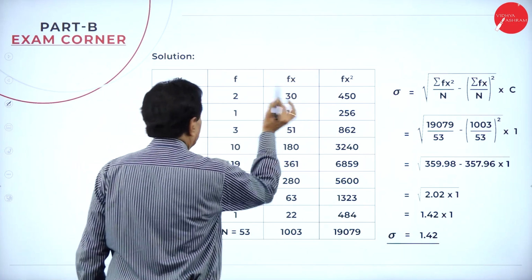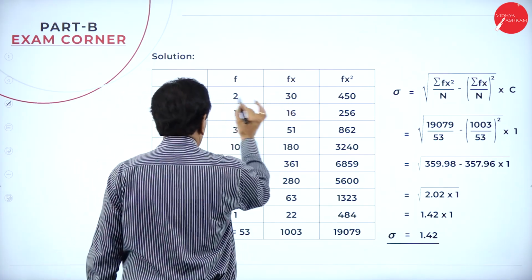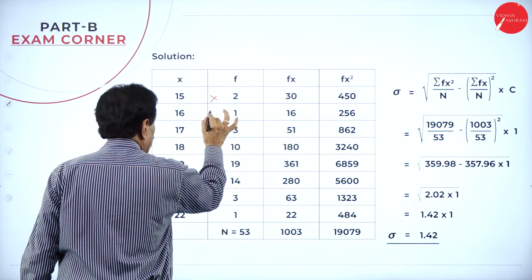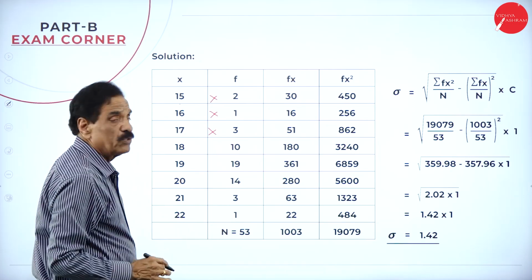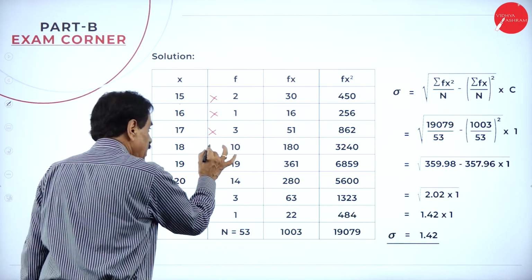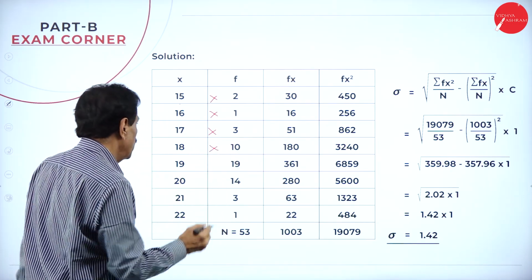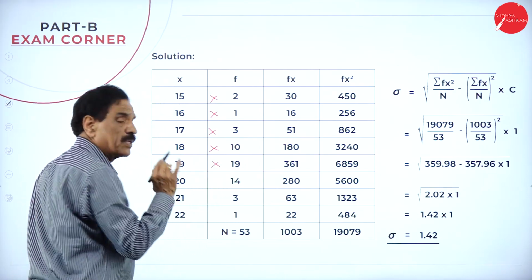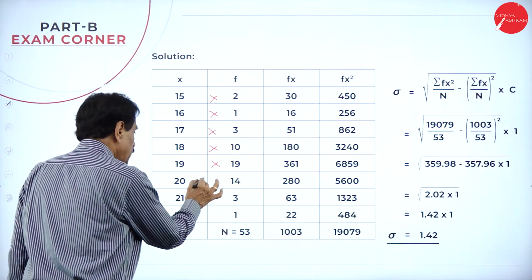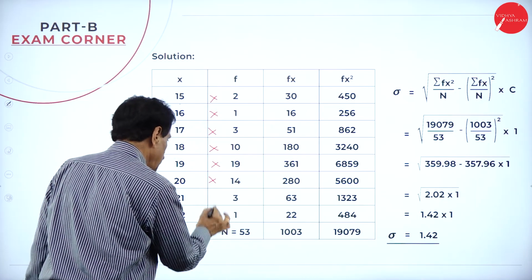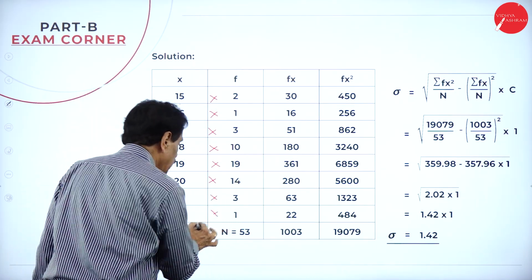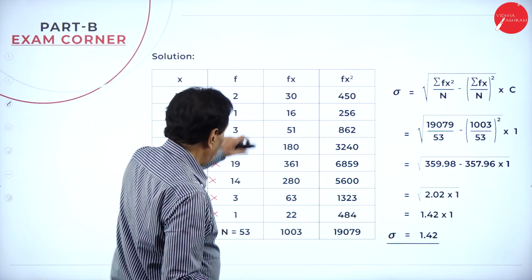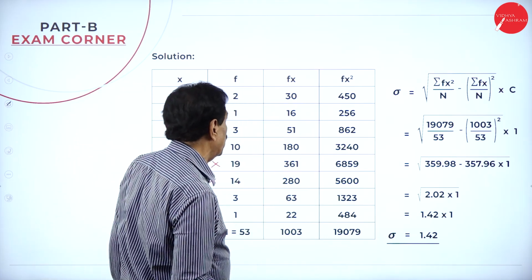So, f into x. 15 into 2 is 30. 16 into 1 is 16. 17 into 3 is 51. 18 into 10 is 180. 19 into 19 is 361. 20 into 14 is 280. 21 into 3 is 63. 22 into 1 is 22. Here, if we add these figures, it is 1003.